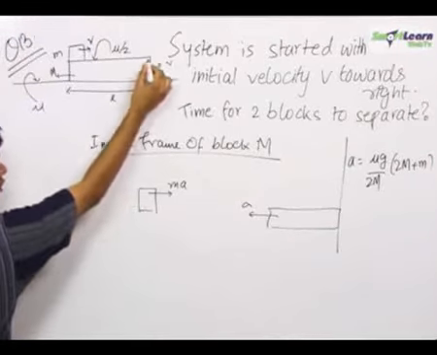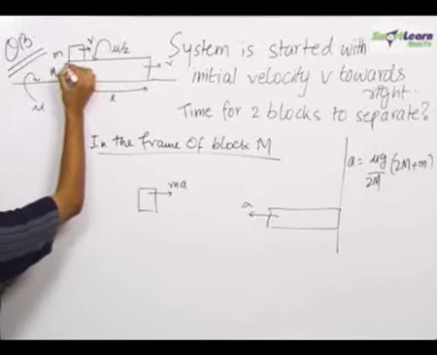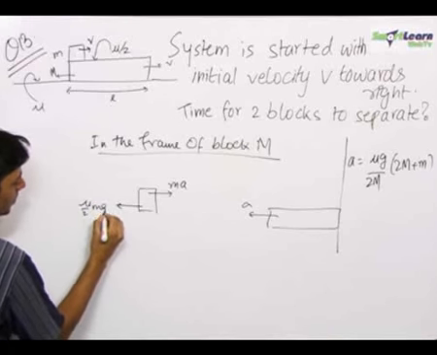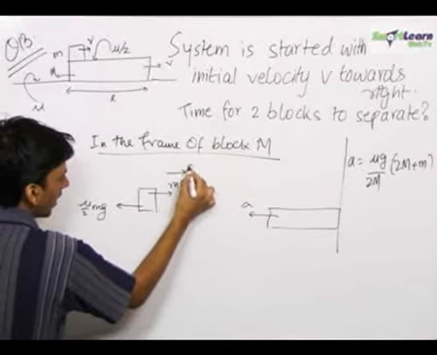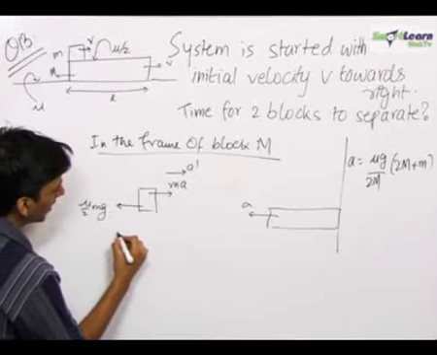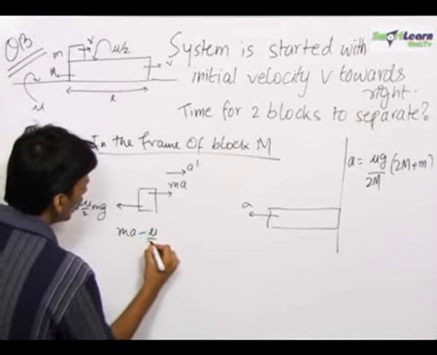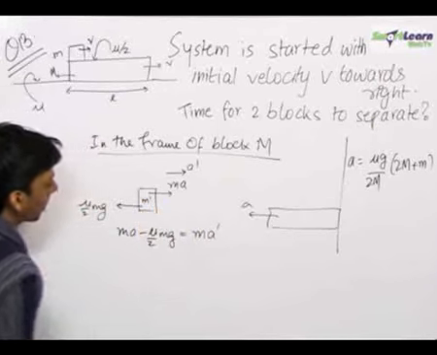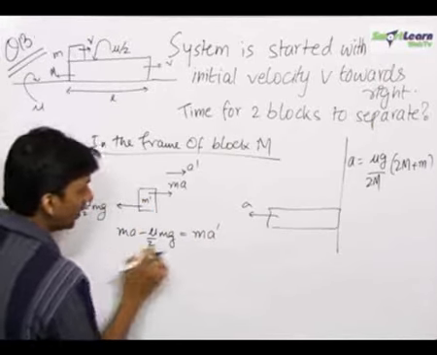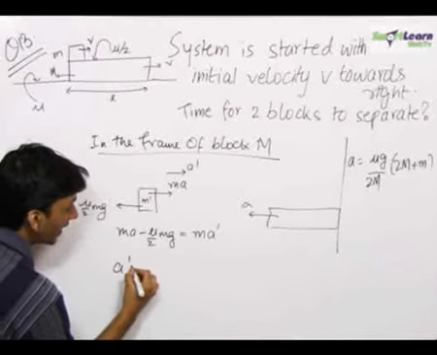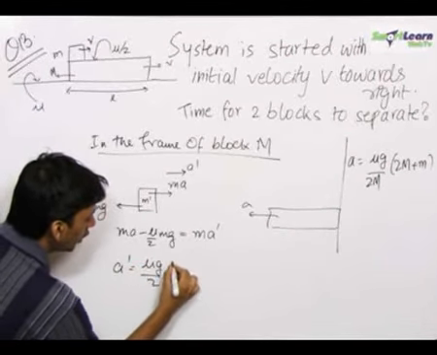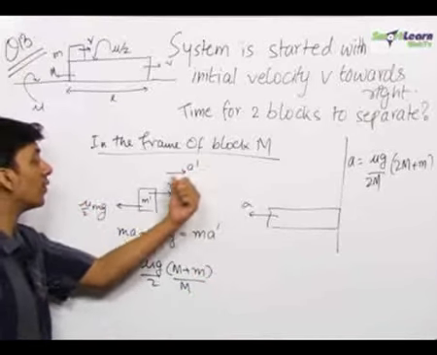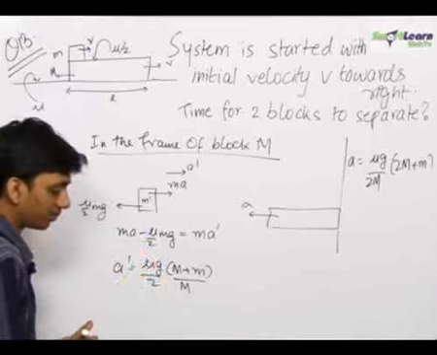The frictional force acting on the lower block in the forward direction between these two blocks will act on this block in the backward direction. This is again equal to mu by 2 into mg, and the acceleration of this block will be a dash. Now when we write the equation, it becomes ma minus mu by 2 mg equals m a dash. We feed in the value of a from here to get the value of a dash as mu g upon 2 into (M plus m) upon M. This is the acceleration of the upper block in the frame of the lower block.